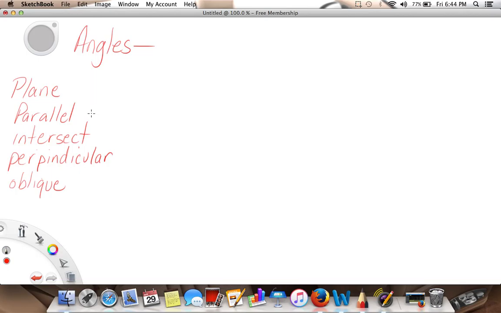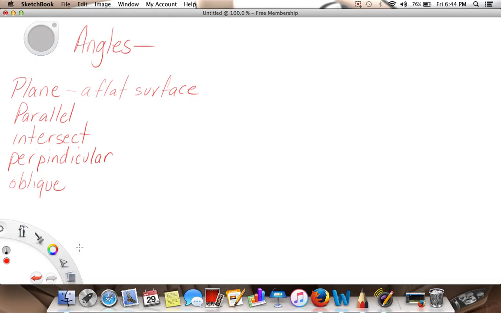So the first thing we look at is a plane is simply a flat surface. Okay, so when we talk about this flat surface now, this flat surface actually is like a tabletop. It could be a sheet of paper. Those are realistic examples of planes. We also want to talk about two lines being drawn in the same plane.